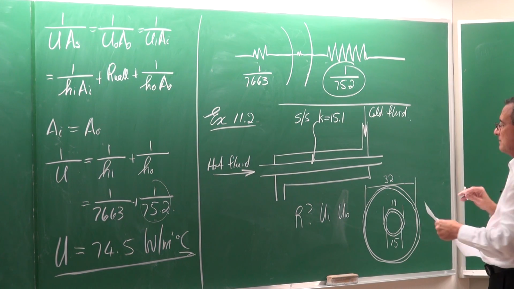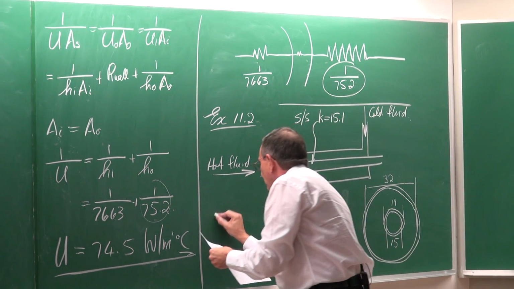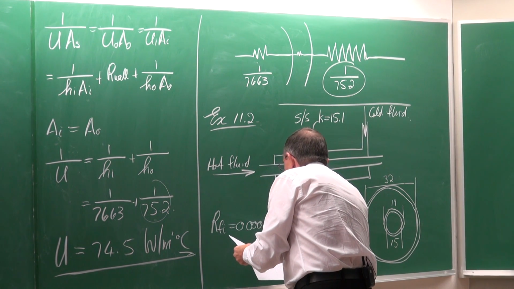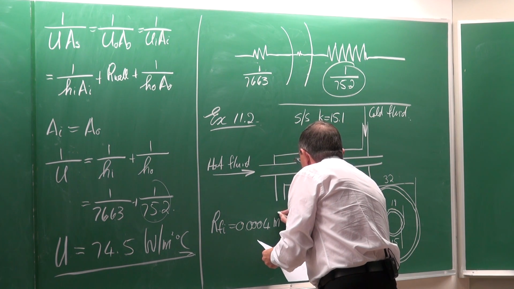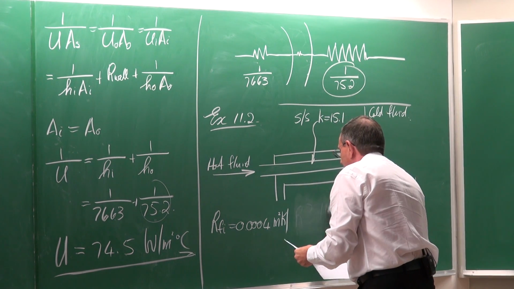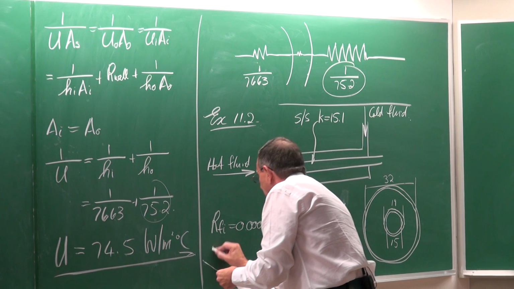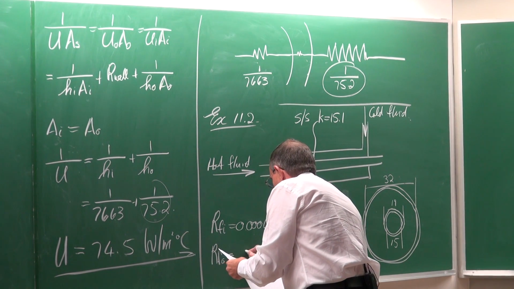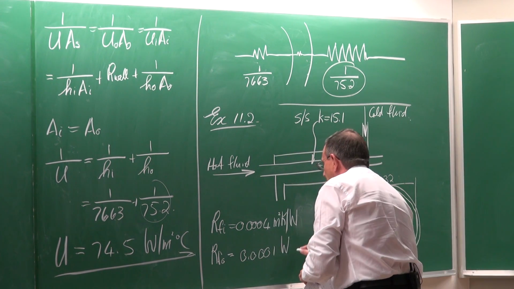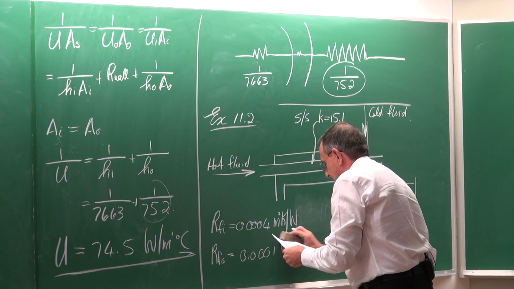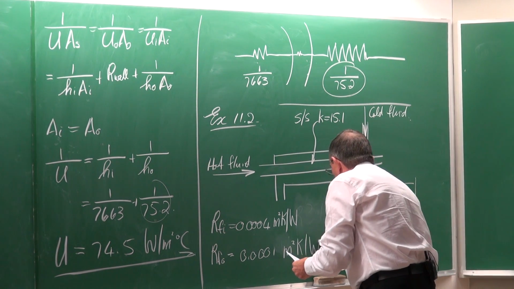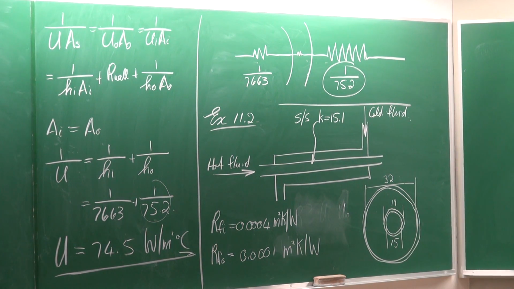Oh, and we've got fouling. So fouling is also given for us. RFI is equal to 0.0004 square meters Kelvin per watt, and on the outside surface area it is equal to 0.001 square meters Kelvin divided by watts. Those are the units typically of the resistance terms.